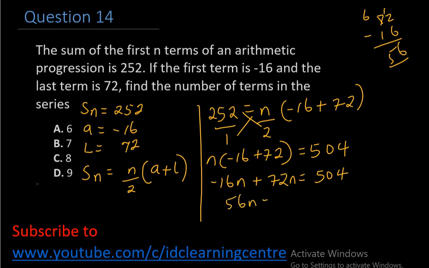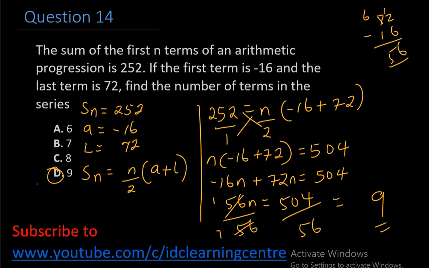56n equal to 504. To get the n term, you divide both sides by 56. 56 here 1, 56 here 1. 504 divided by 56 will give us 9. N is 9, which is option D.